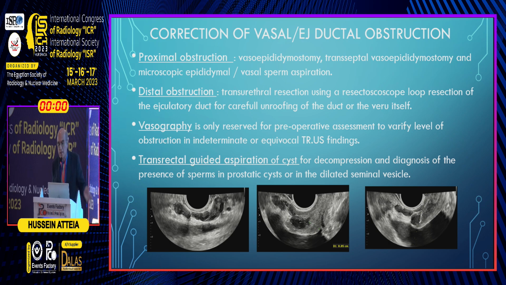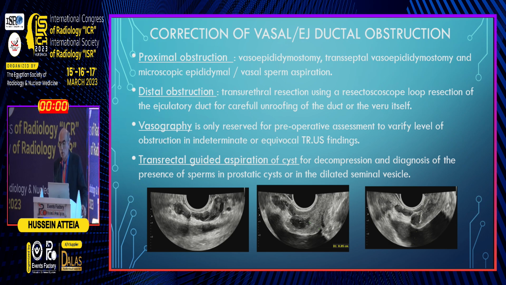Now, correction of vasal and ejaculatory duct obstruction, I'm almost done. For proximal obstruction, we do vasoepididymostomy or transseptal vasoepididymostomy. Distal obstruction is very correctable by transurethral resection using a resectoscope or loop resection of the ejaculatory ducts, with careful unroofing of the duct in the verumontanum itself.